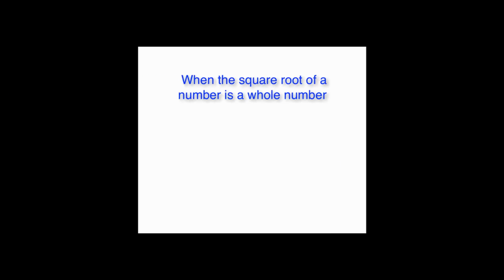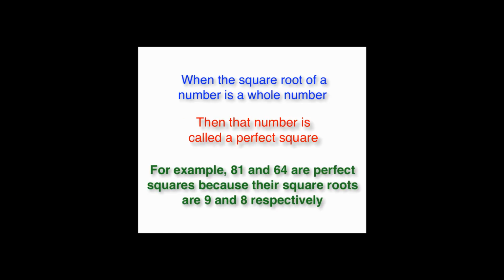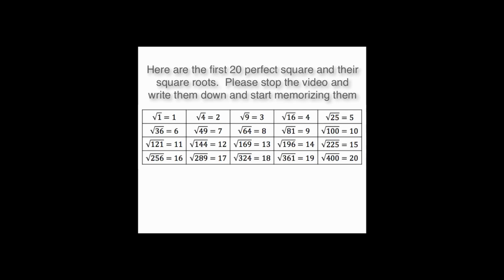When the square root of a number is a whole number, then that number is called a perfect square. For example, 81 and 64 are perfect squares because their square roots are 9 and 8, respectively. Here are the first 20 perfect squares and their square roots. Please stop the video and write them down and start memorizing them now.